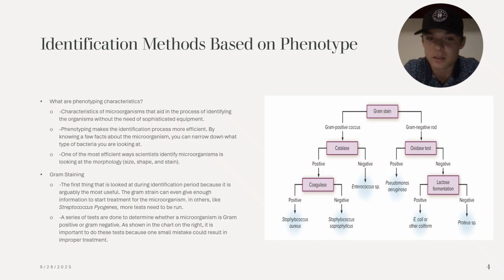A series of tests are done to determine whether a microorganism is gram-positive or gram-negative. As shown in the chart on the right, it is important to do these tests because one small mistake could result in improper treatment. As we look at the chart on the right, we've got the gram stain up top. We're going to go to the left. So for a gram-positive coccus, you test for positive or negative for catalase. If it's positive, you run another test to identify the microorganism, or if it's negative, then you already know the microorganism. So that really showcases the importance of the gram staining technique.